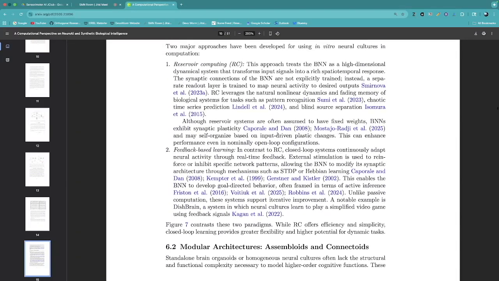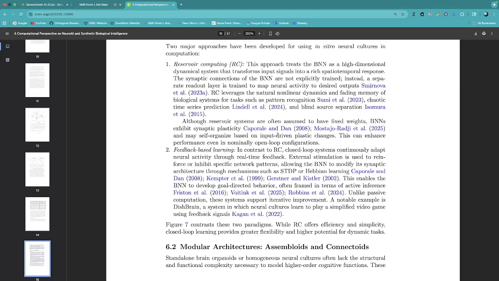Contrast between reservoir computing and feedback-based learning. So reservoir computing, of course, is where you have this high-dimensional dynamical system. You have these nodes in a container, and they find their own wiring through this readout layer that maps neural activity to desired outputs. So basically it trains the network in a different way than what we see in typical neural networks.